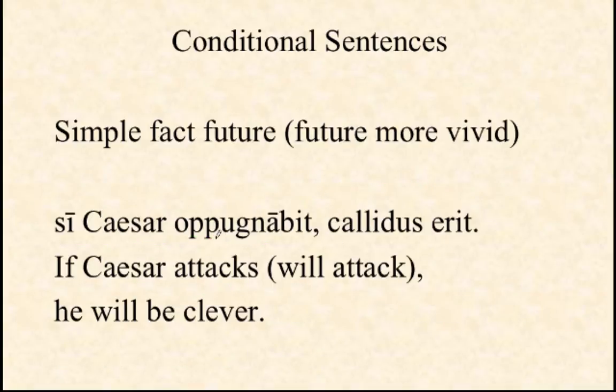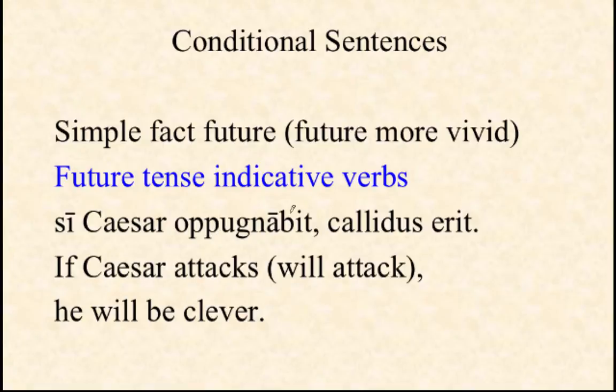Yet another type of indicative conditional is called the simple fact future, also called the future more vivid. Si Caesar oppugnabit, calidus erit. If Caesar attacks, he will be clever. Now you're going to use future tense indicative verbs in both halves of this conditional. And the idea here is Caesar has not yet attacked. He may attack, but we don't know. And if he attacks, or will attack, he will be clever.